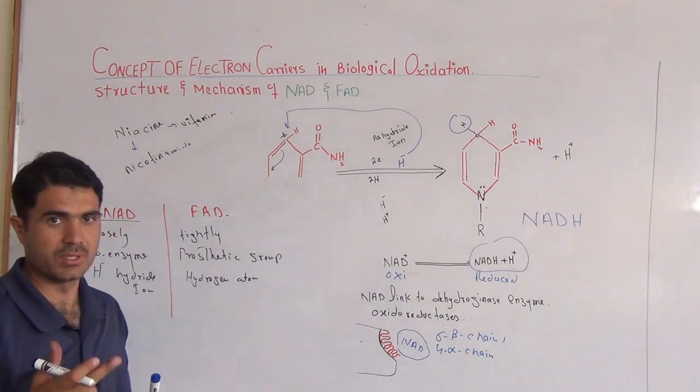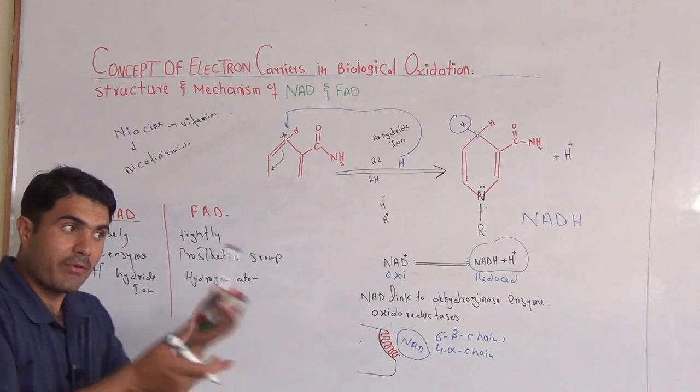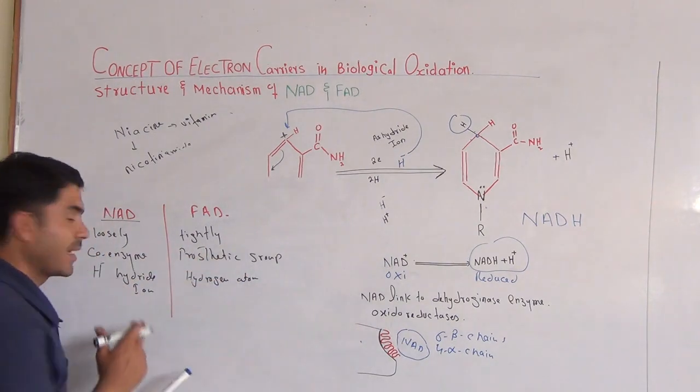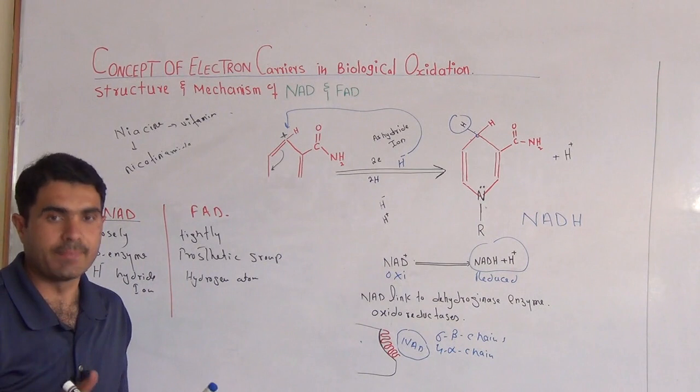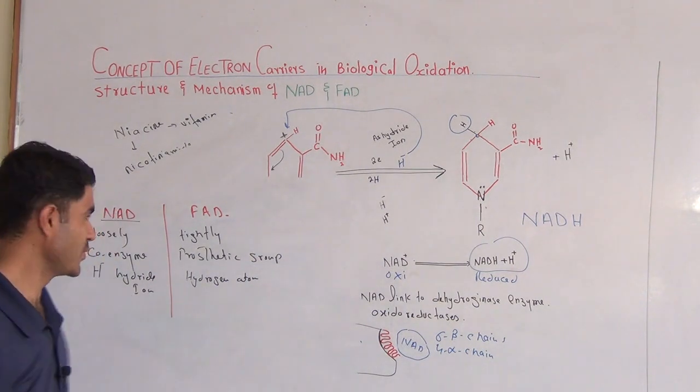Both require hydrogen, but this one gets it in the form of a hydrogen atom and this one gets electrons, hydrogen in the form of hydride ion. So there's a very big difference between these two.